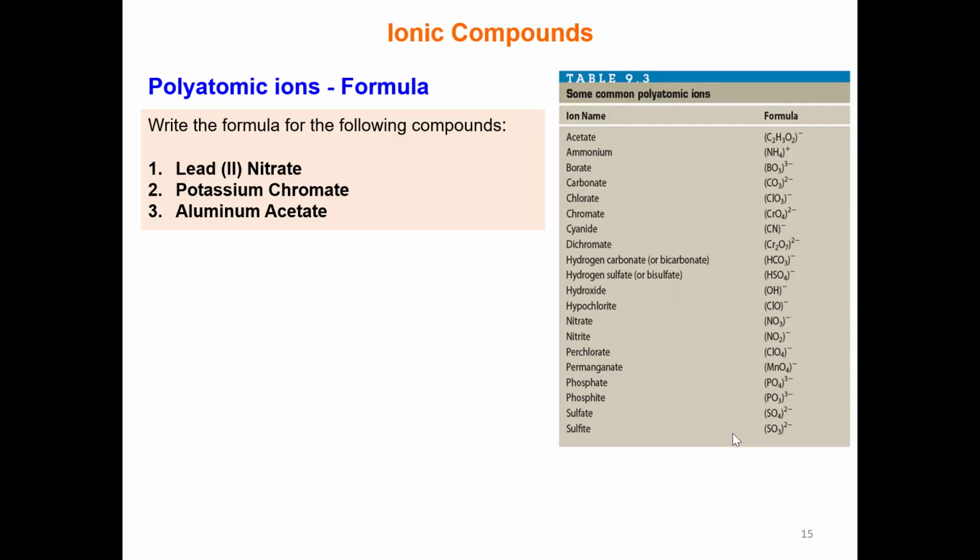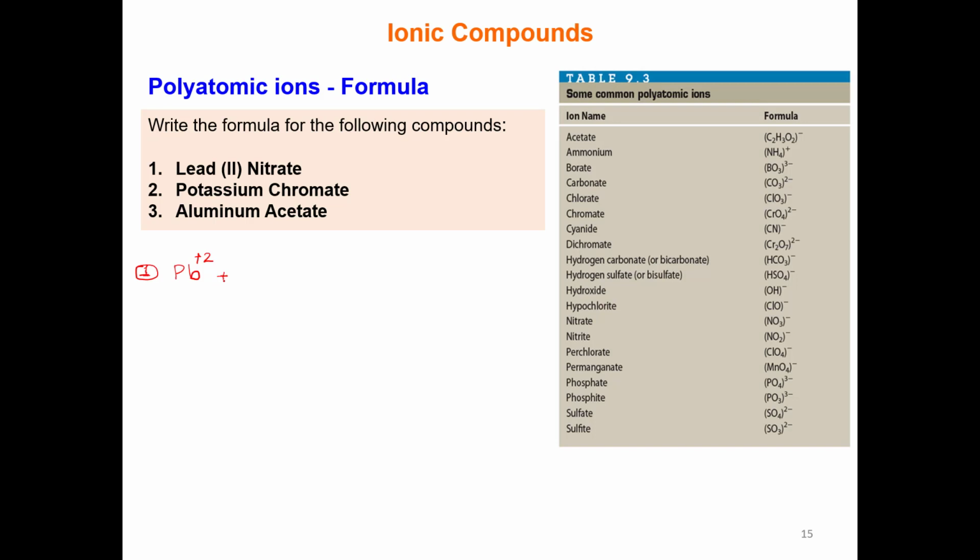Let's see how to write the formula of the ionic compounds that involve polyatomic ions. Then let's write the formula for these three compounds. Let's start with the first one. The first one is lead 2 nitrate. First we will write the equation. And we know it's lead 2. Then we know that the charge for lead is 2, and it's a metal, so it's a positive ion. The positive ion is always first.